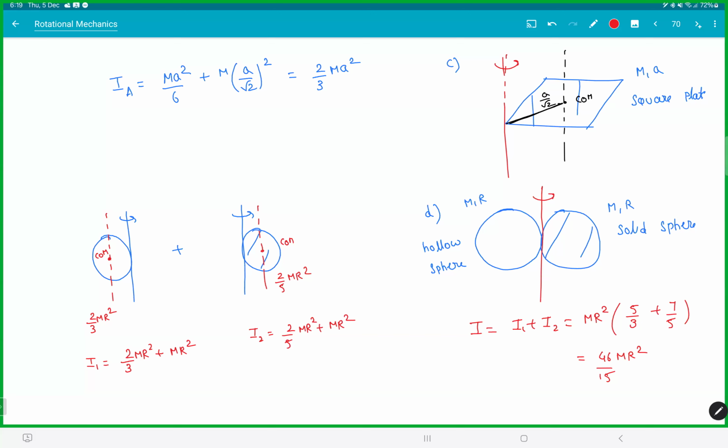Have a look at this. But in order to do this thing, you should know your standard formulas. If you don't know your standard result, this is gone. Any doubts on this? Next one. Any doubts on this? Next one.